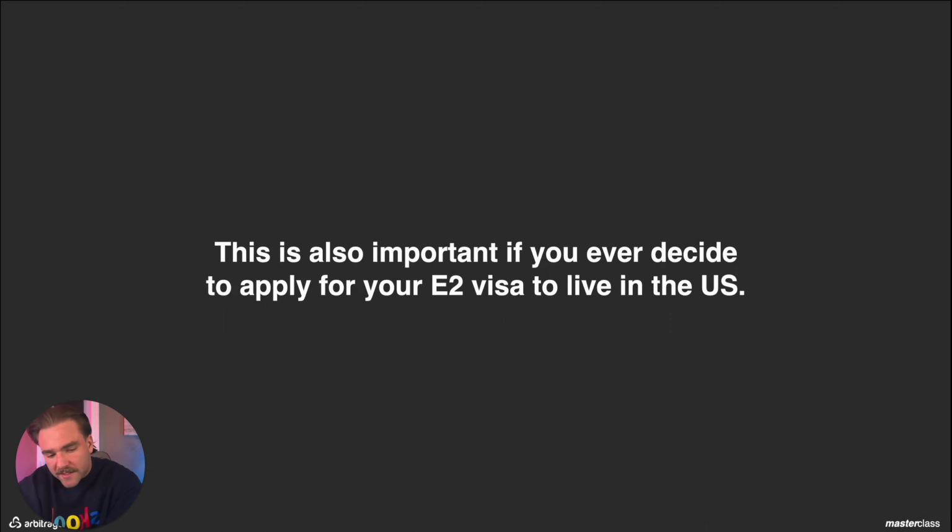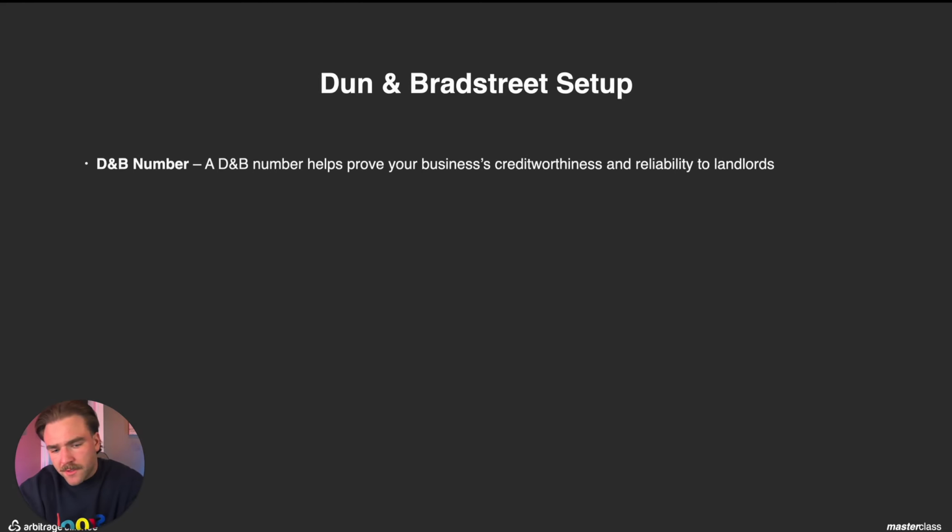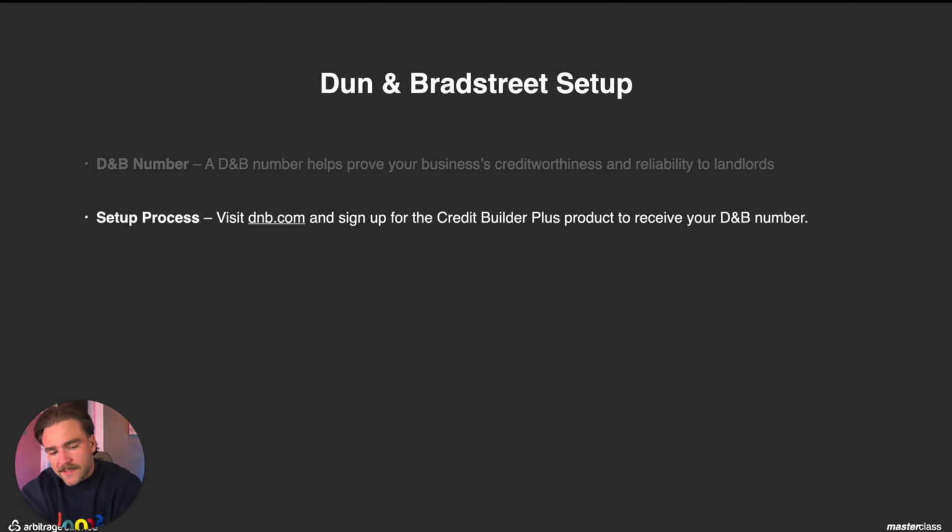Like I just said, this is important if you do decide to apply for your E2 over there. Wouldn't say it's mandatory, but having credit there doesn't hurt when you're applying for something like that, right? Next thing we're going to be talking about here, applies for both Canadians and US now, is the Dun & Bradstreet setup. So a DNB number is what you're going to use to help prove your business's creditworthiness and reliability to landlords through their application process. The setup process is very easy. We'll go through it in a second. But essentially, you just sign up for the credit builder and just receive your DNB number. It's free.